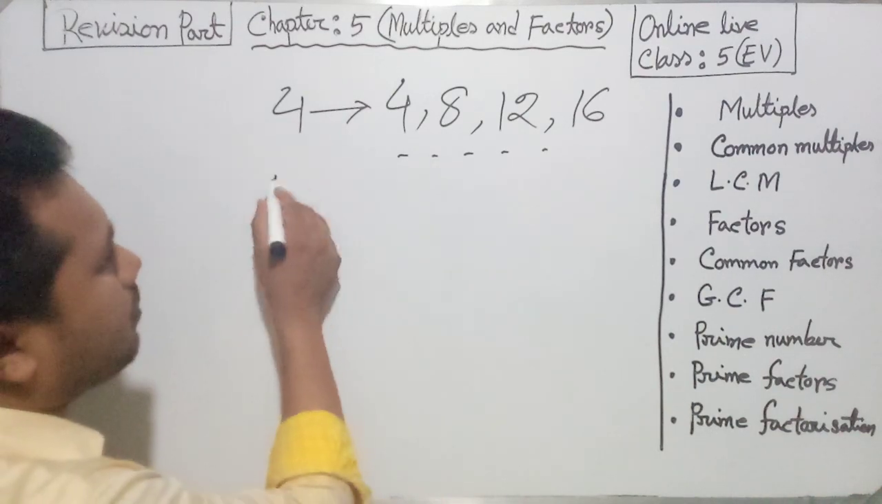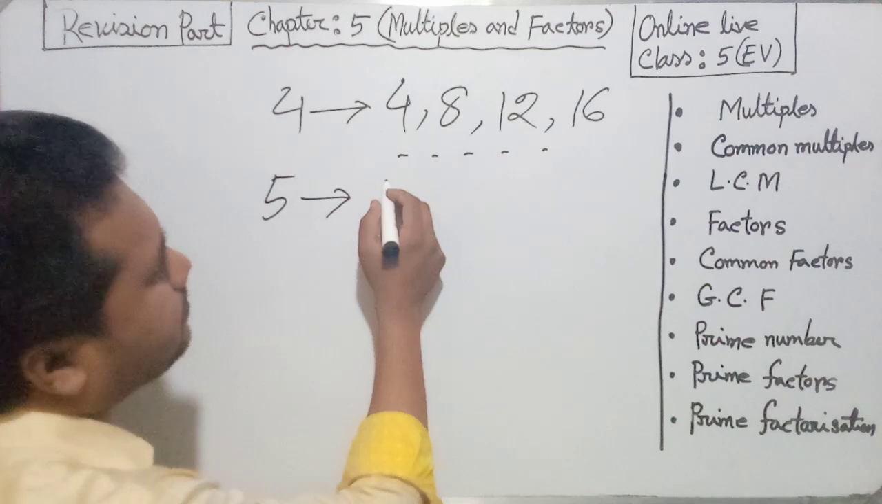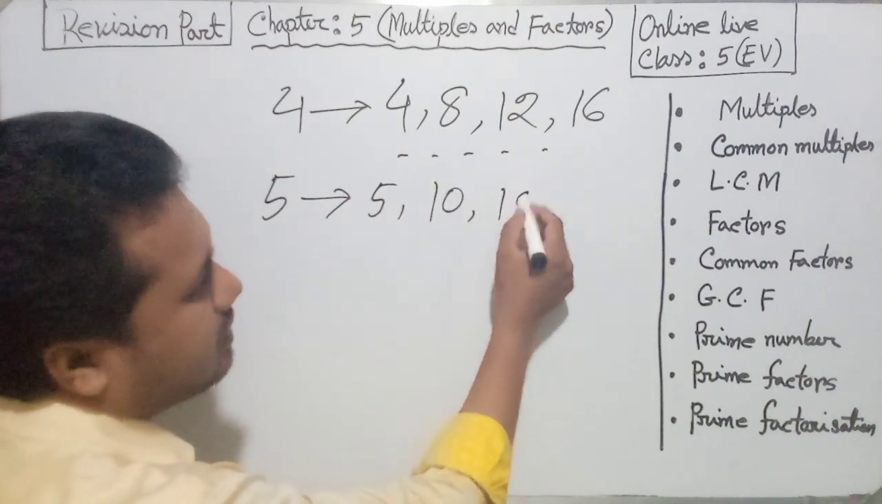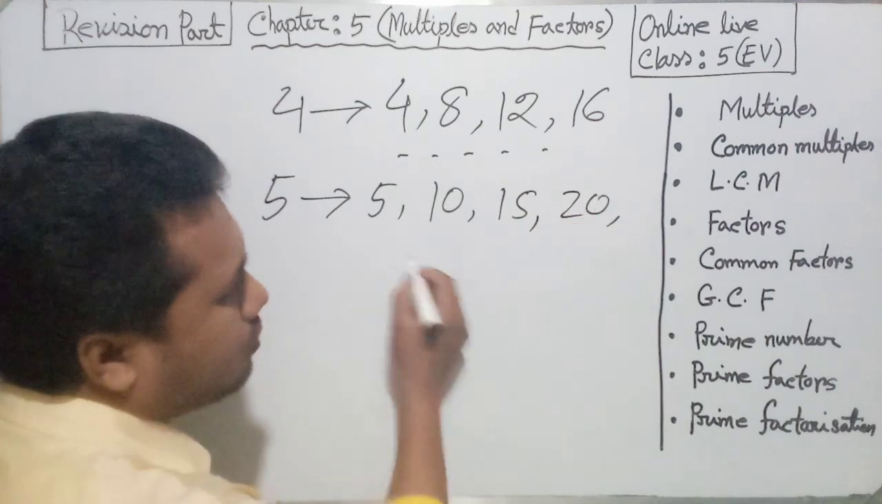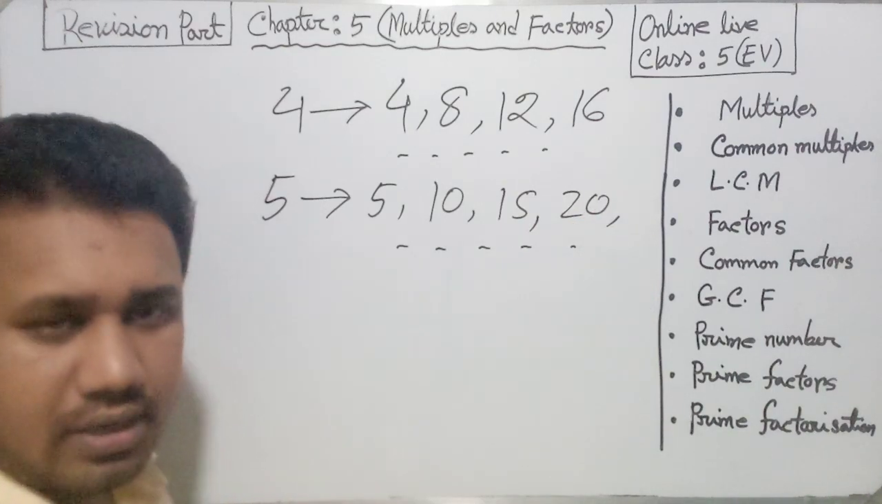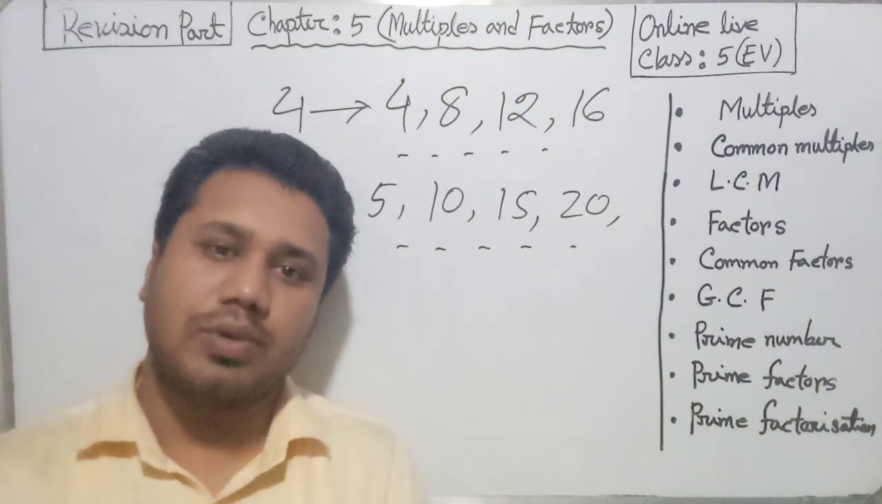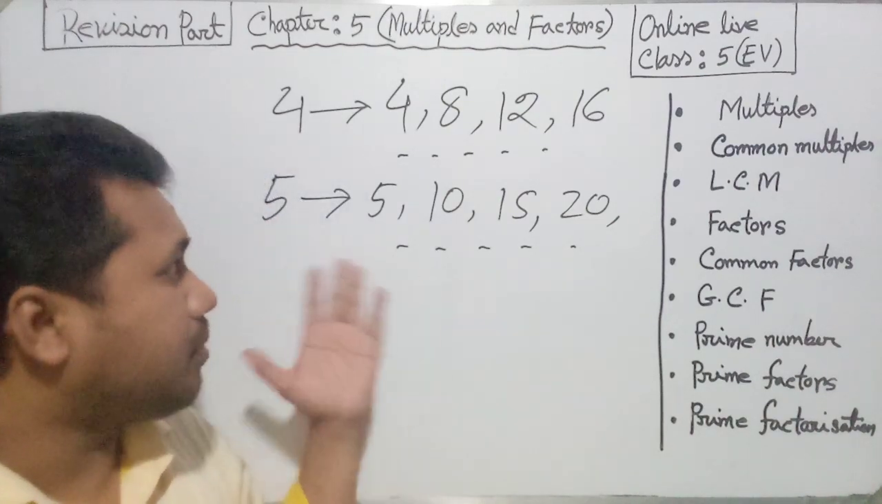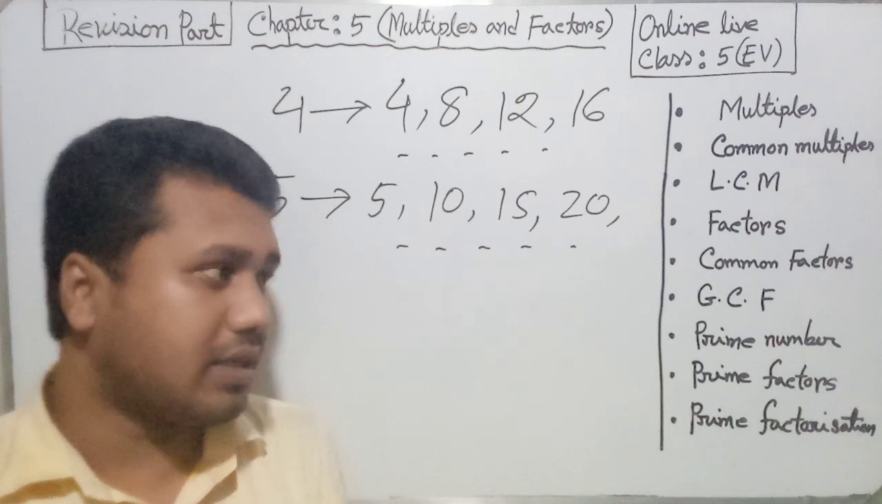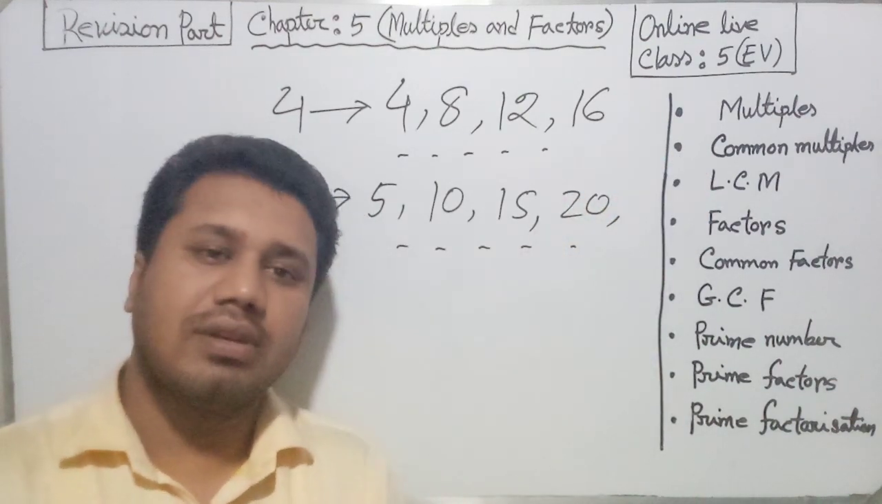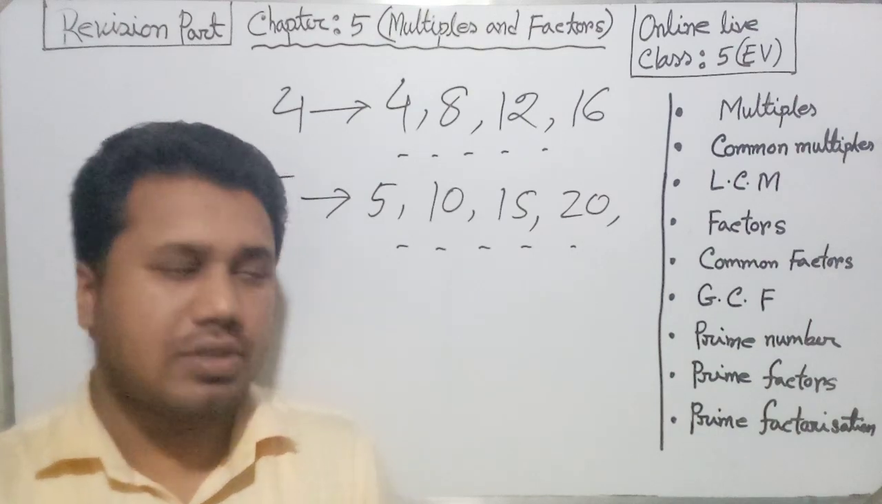So what are the multiples of 5? We can say 5, 5 twos are 10, 5 threes are 15, 5 fours are 20, and like this. We will be able to write unlimited, uncountable multiples, because we don't know how many multiples 5 has. Clear? So these are our multiples. In short, multiples means the times table.